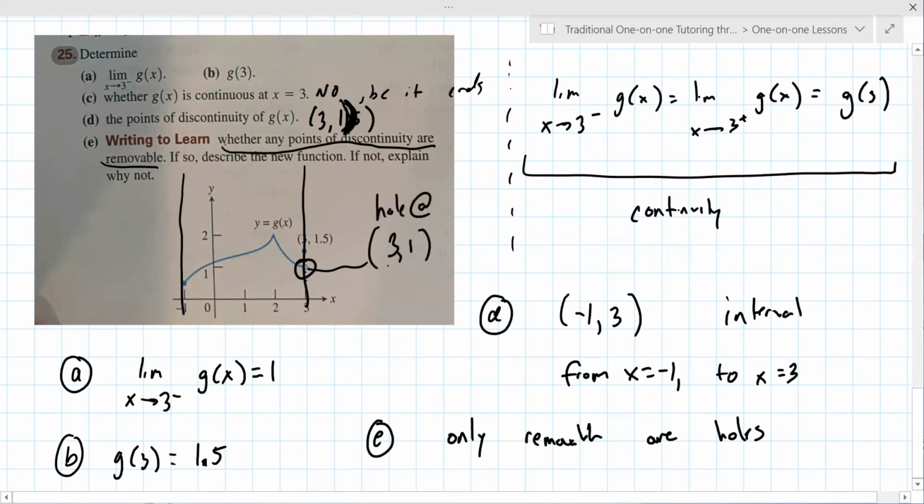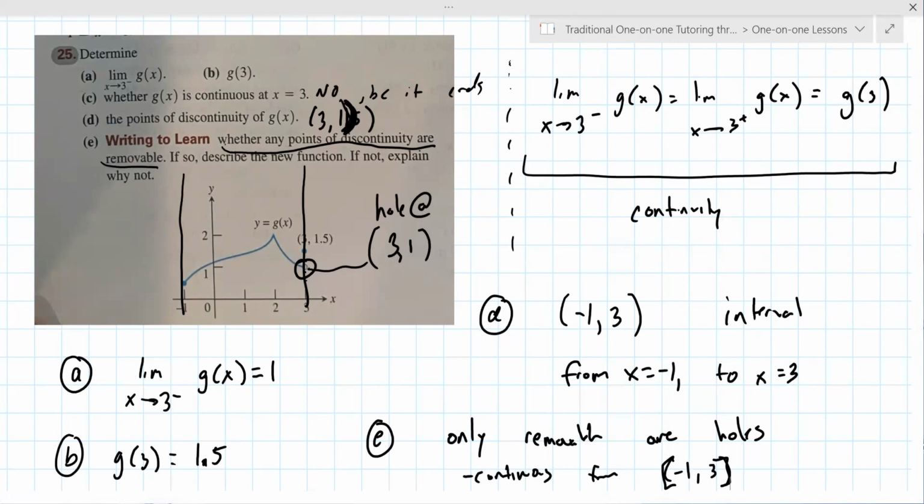What do you mean by describe the new function? Maybe it means you could say that it's continuous from -1 to 3 now, rather than there being a hole. So the hole is a removable discontinuity. Yeah, and it's the only one. Holes are the only ones that are removable. Got it.